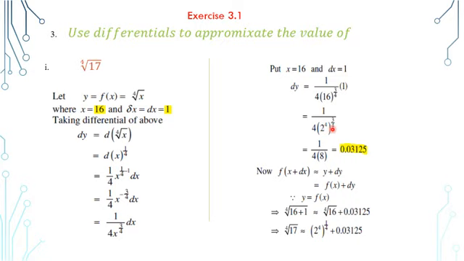This 4 cancels out with this 4. 2 cube is 8. 1 over 8 into 4 is 32. 1 over 32, that is 0.01325. We know that f of x plus dx is equal to y plus dy.